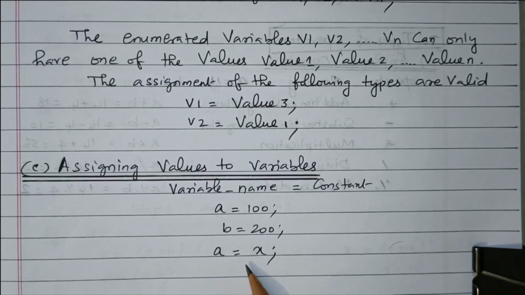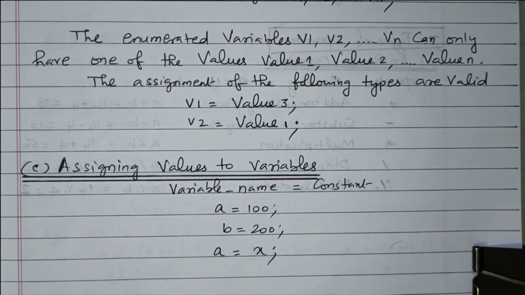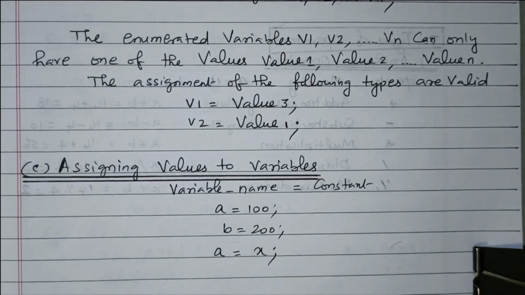a equal to x. What is the meaning? The value of x is stored in a. So this is called assigning a value to the variables. These are all the variables, and these are the values. These values are stored in these variables. 100 is stored in the variable a, 200 is stored in the variable b, and the value of x is stored in the variable a. So this is assignment. Directly we are assigning the values. Now we'll go to the next type.